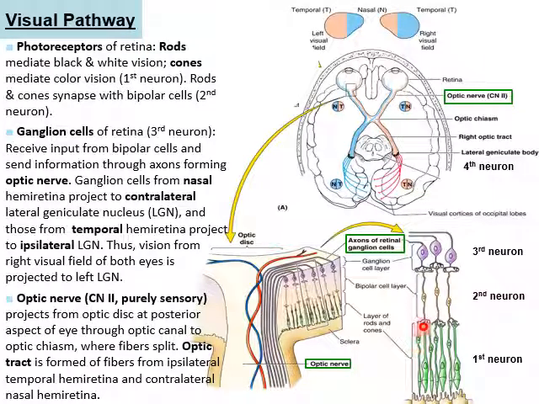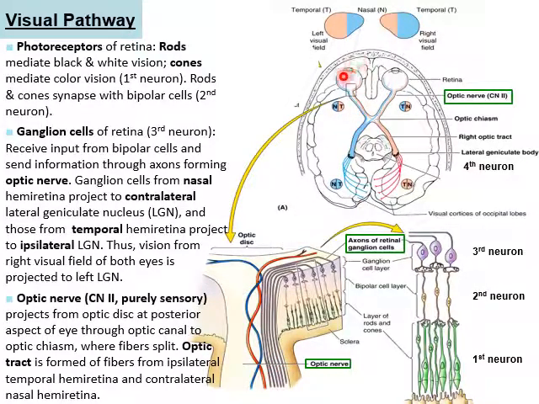The rods and cones synapse with the second order neuron, which is the bipolar cells. And the bipolar cells synapse with the third order neuron, which is the ganglion cells. From the ganglion cells, the axons of the ganglion cells collect and make the optic nerve. So the optic nerve is made from the axons of the ganglion cells. The ganglion cells of the retina, which is the third order neuron, receive the input from the bipolar cells and send the information through the optic nerve.